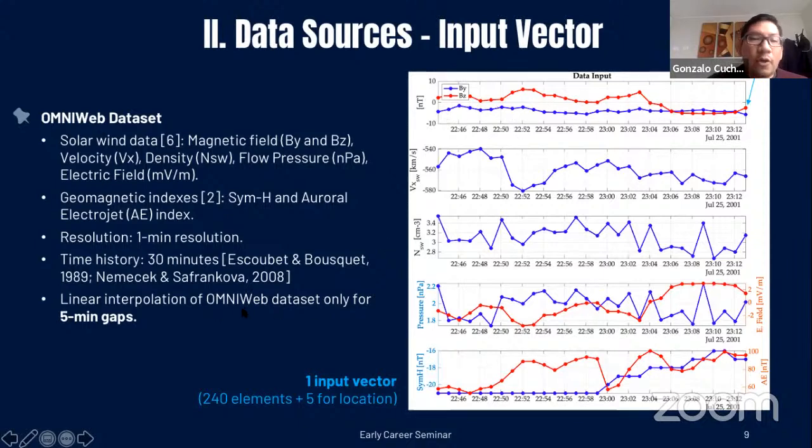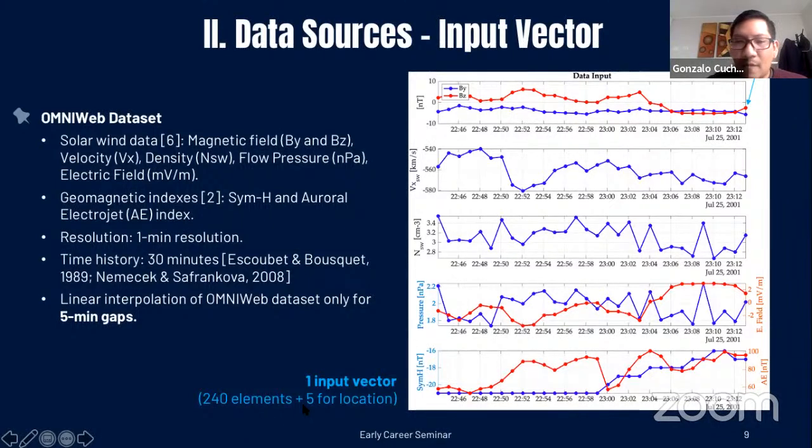Also, and unfortunately, the OmniWeb dataset features some gaps in the data that we have to take action for. In this case, when the data gap is smaller than 5 minutes, we applied a linear interpolation, and when it's greater than 5, we just discard that data set and the corresponding target vector. So all of this creates the input vector. We have 240 elements in all of these. We have 8 multiplied by 30, which is 240, but additionally, we have 5 more that I will explain in my next slide.